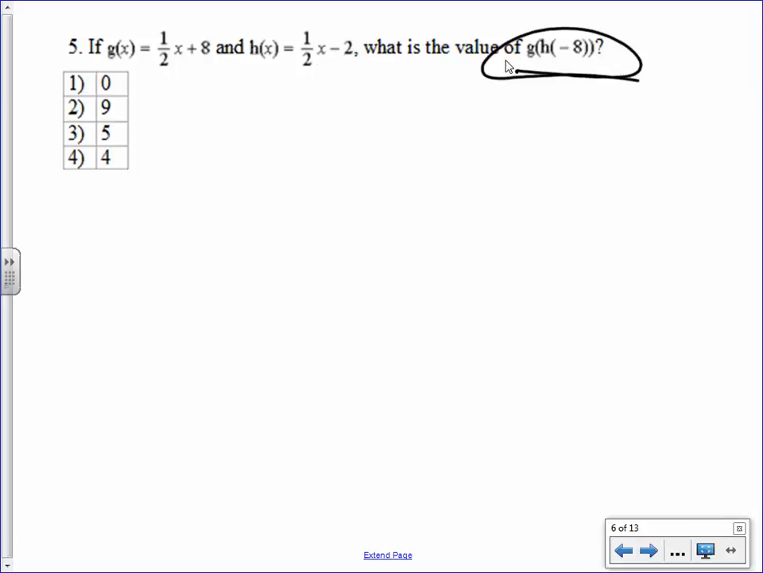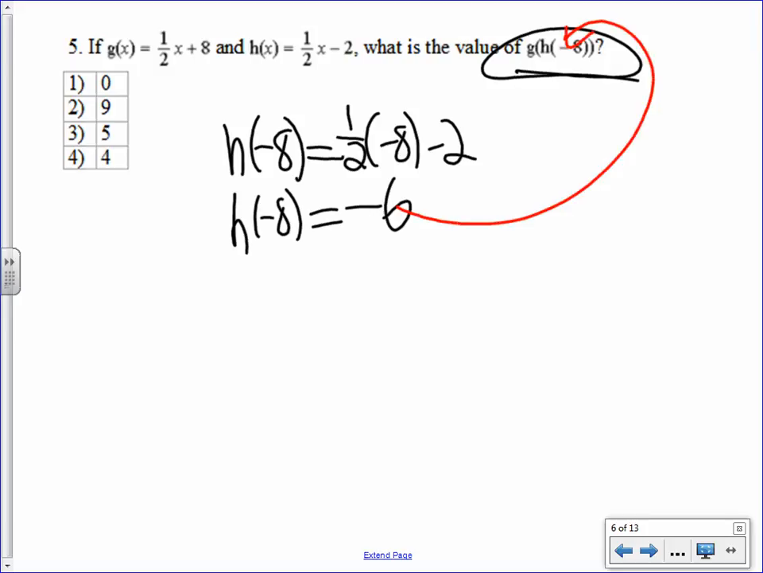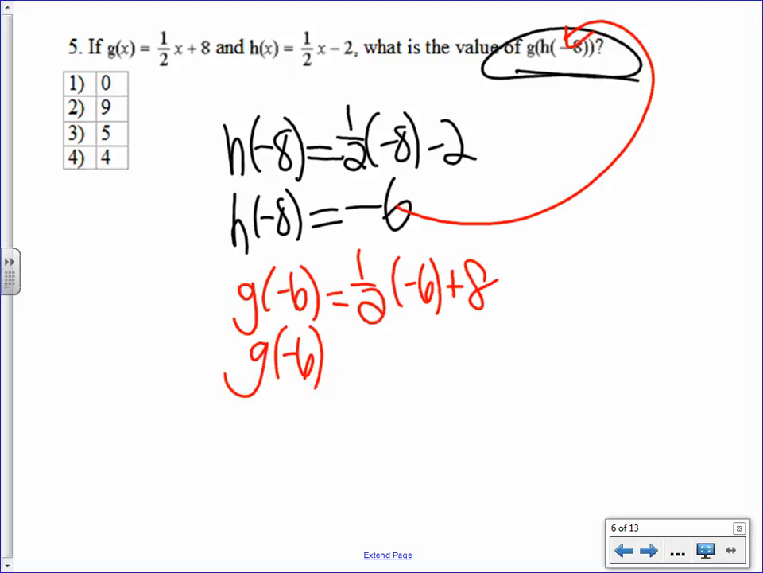Composition of functions. Always start on the right. The first thing I'm going to do is h of -8. So I'm going to substitute into h of x. You can use a calculator if you want. You get -6. Now I take that -6 and I substitute it in for g. So I do g of -6 equals 1/2 (-6) plus 8. Again, you can use a calculator if you'd like. Your answer is 5.